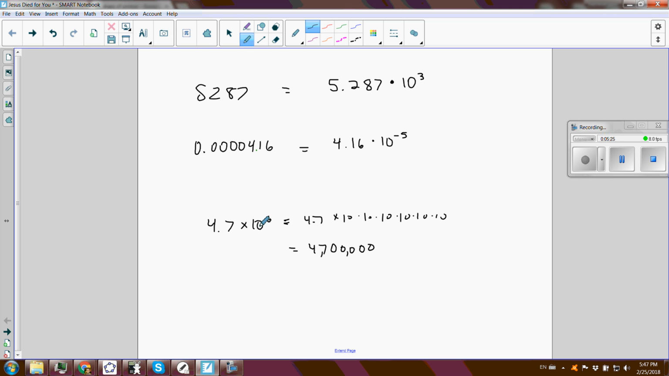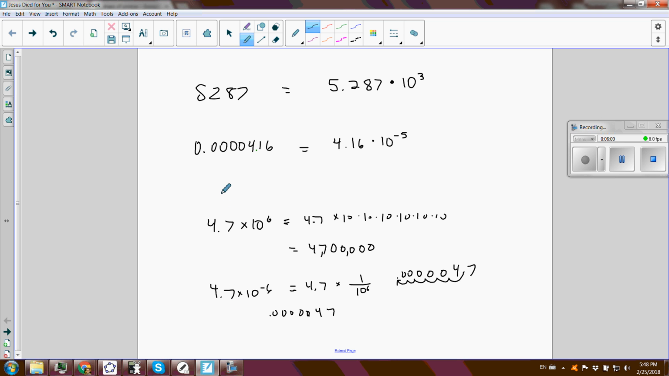4,700,000. If this had been negative 6, 4.7 times 10 to the negative 6, you're multiplying 4.7 times 1 over 10 to the 6th. In other words, you're dividing by 10 to the 6th power. So we start with 4.7, and we've got to go 1, 2, 3, 4, 5, 6 places to the left. And we have a 0 there, 0 there, 0, 0, 0. So 0.0000047 is what that would equal.